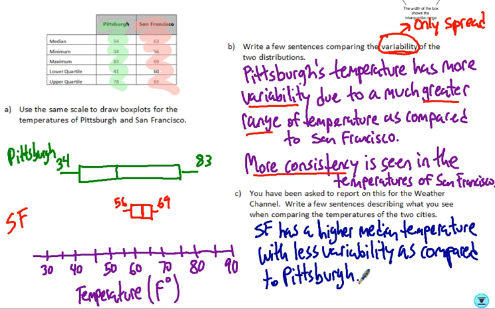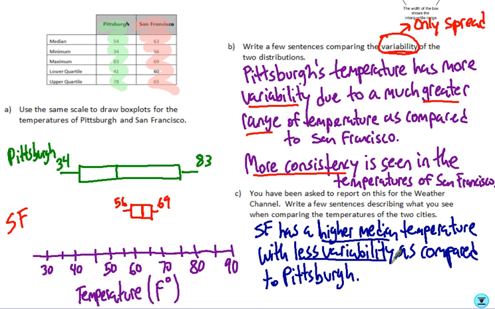So in just that one sentence, we mentioned the center, which is median. So when we talk about the median, higher median, we just mentioned the center. Less variability, we're talking about the spread. And then if there was anything else that we wanted to talk about on that one, again, no outliers. We could talk about the shape.